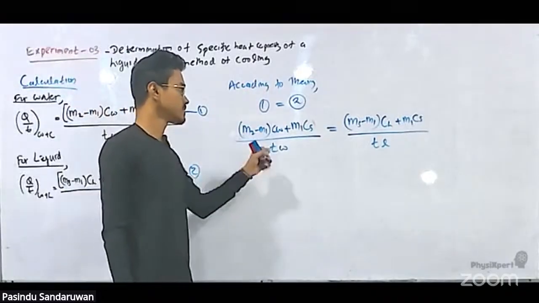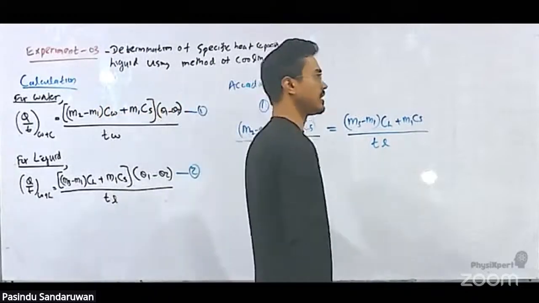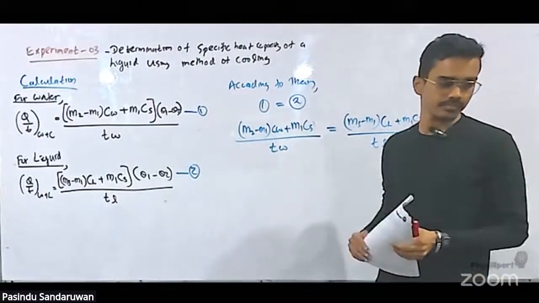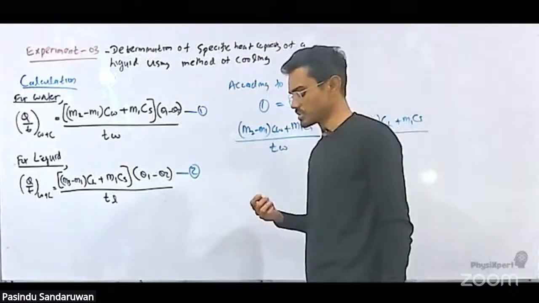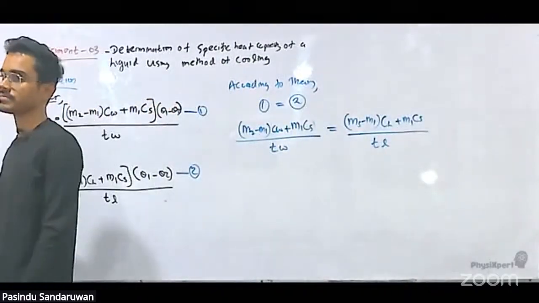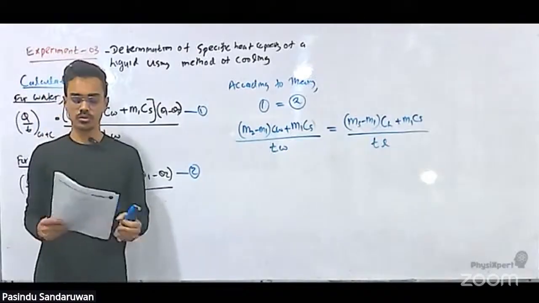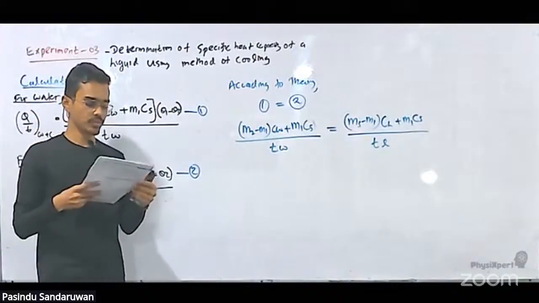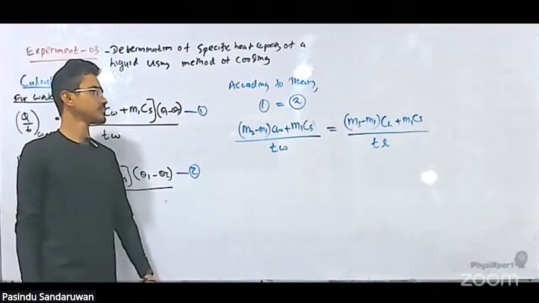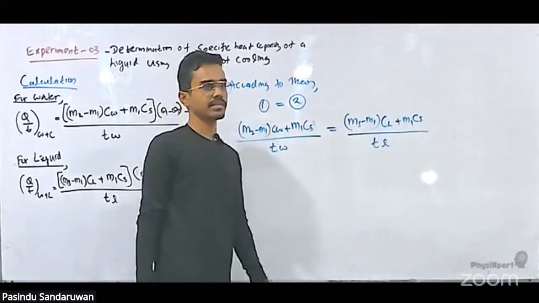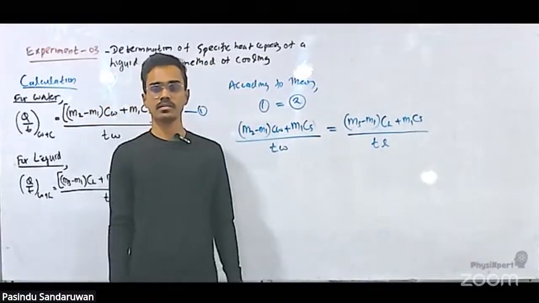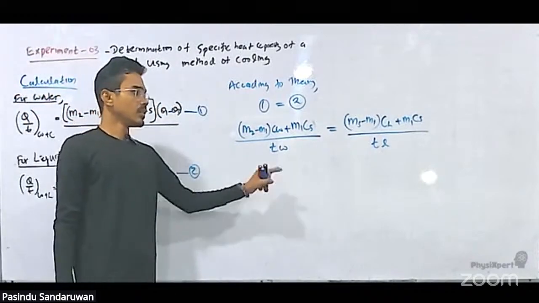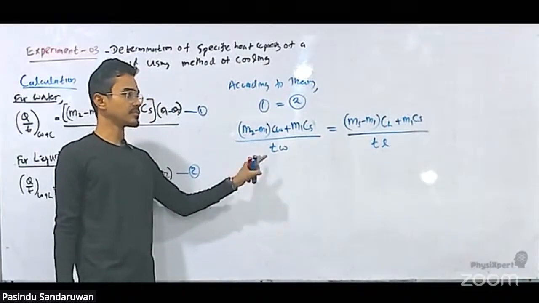Write down below again: calculate CL using standard values for Cw and Cs. Right. Okay, so basically the experiment is done from here.